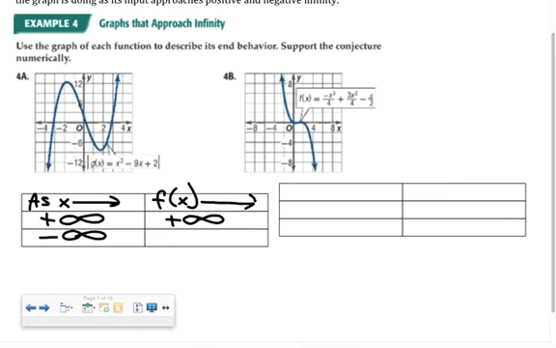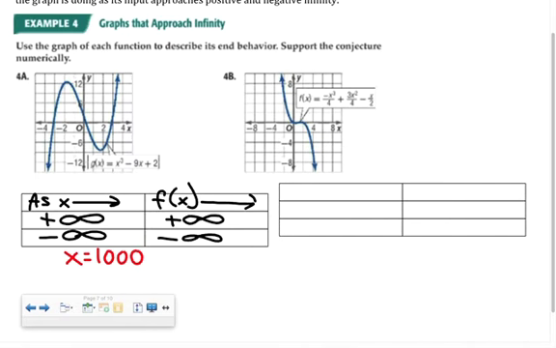As my graph approaches all the way to the left, as x approaches negative infinity, my y's are going all the way down. So my function values appear to be going to negative infinity. And the instructions ask us to support the conjecture numerically. So as something approaches positive infinity, I might choose to pick a very large number to plug in for x. So I might pick an x value of 1,000.